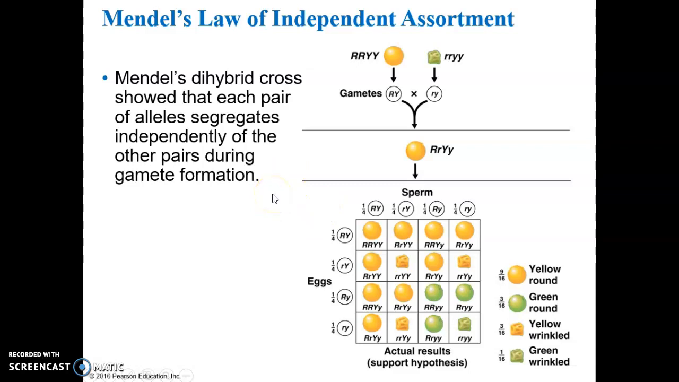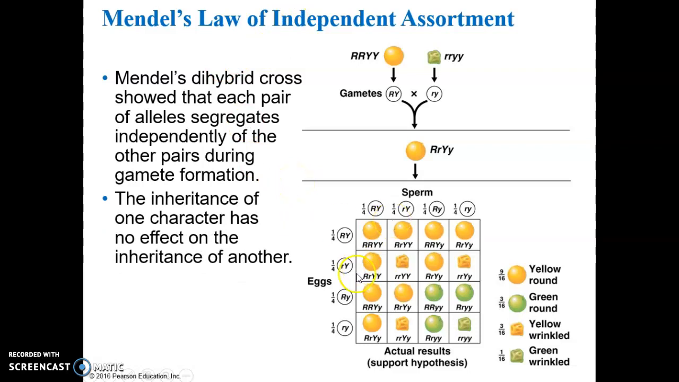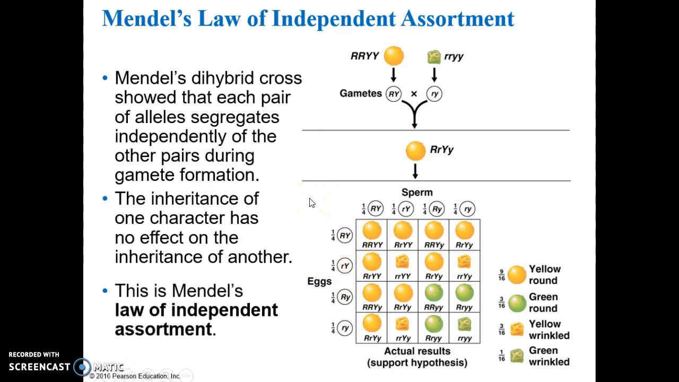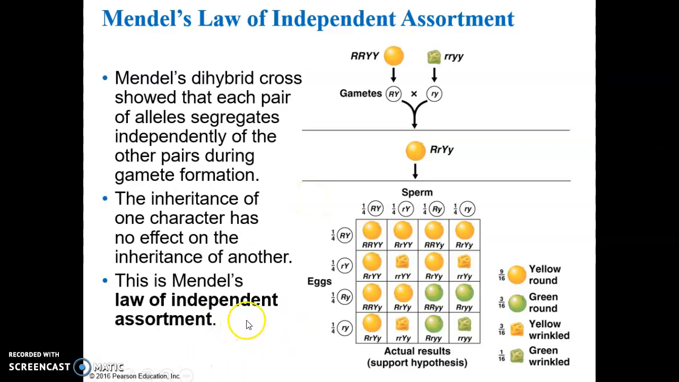And this is somewhat complicated when we first examine it, but again, you're not responsible for knowing the results of a dihybrid cross, just the simpler monohybrid cross that we saw earlier. So the inheritance of one characteristic has no effect on the inheritance of the other, at least at this point. So this is what's called Mendel's law of independent assortment of the alleles during gamete formation. Now remember, the alleles are carried on chromosomes, so that applies to the chromosomes, law of independent assortment.